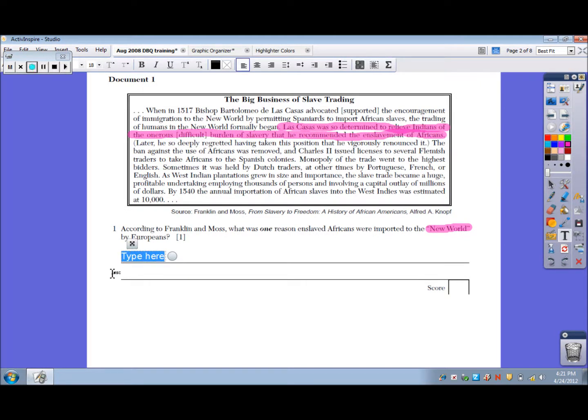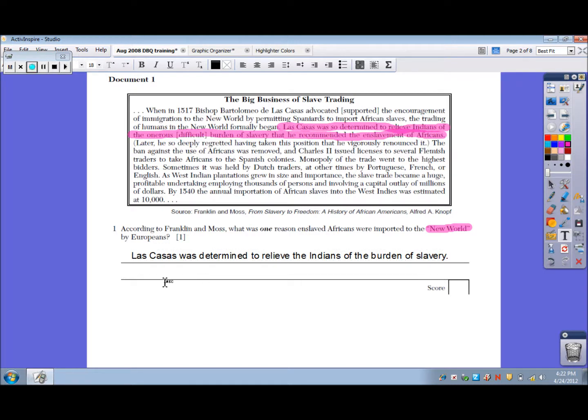So the answer says, Las Casas was determined to relieve the Indians of the burden, I'm paraphrasing a little bit, of slavery. And there's your answer. Again, that's just modified directly from the document. Sorry about that. So there's your answer.